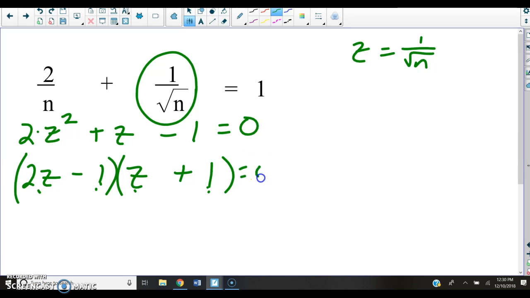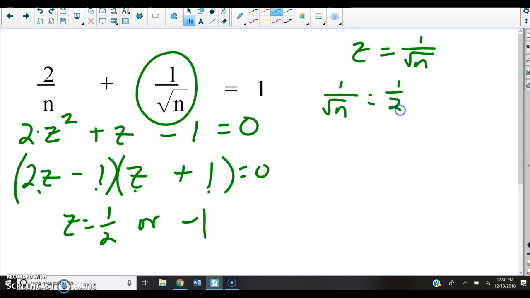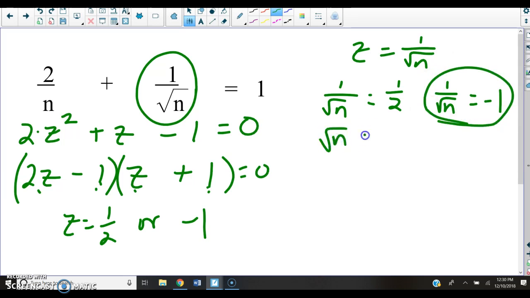So when I solve this, I'm going to get z equals 1/2 or negative 1. So 1 over square root of n equals 1/2. 1 over square root of n equals negative 1. Well, a square root can't be a negative, so that throws it off. So when I cross multiply, I'll get square root of n equals 2. When I square both sides, n equals 4. And again, you can go back and check.